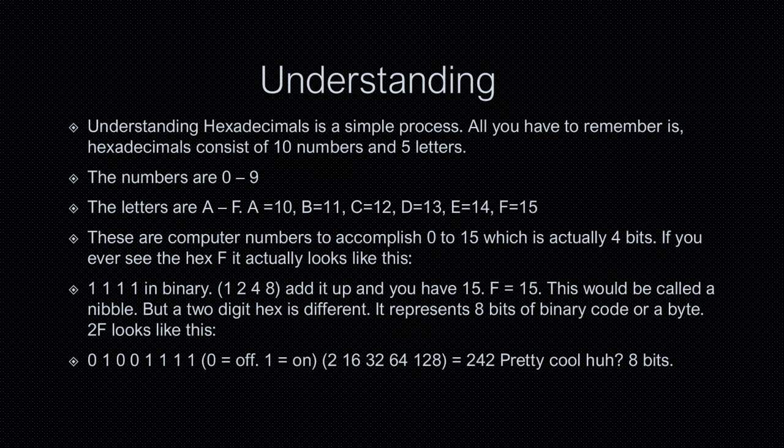8 bits is called a byte, but still binary. Hexadecimal combines the first 4 bits, called a nibble, and the second 4 bits to form a byte. Therefore, your 8-bit binary makes a 2-digit hexadecimal called a byte. Each bit represents a number, and binary is on and off. If there's a 0, you don't add the number.